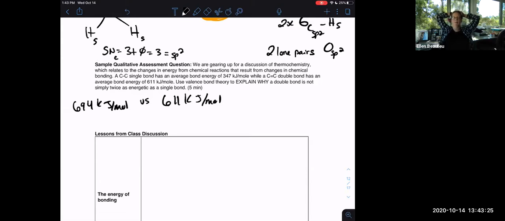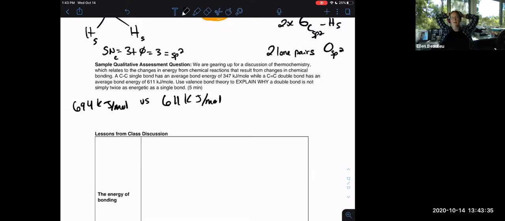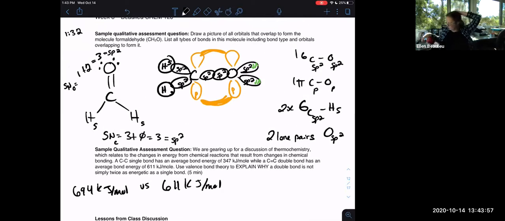What is a single bond? What's another name for single bond? Also starts with an S. Starts with an S, ends with sigma. Sigma. Carbon-carbon single bond is a sigma bond. How do sigma bonds form? What overlaps?